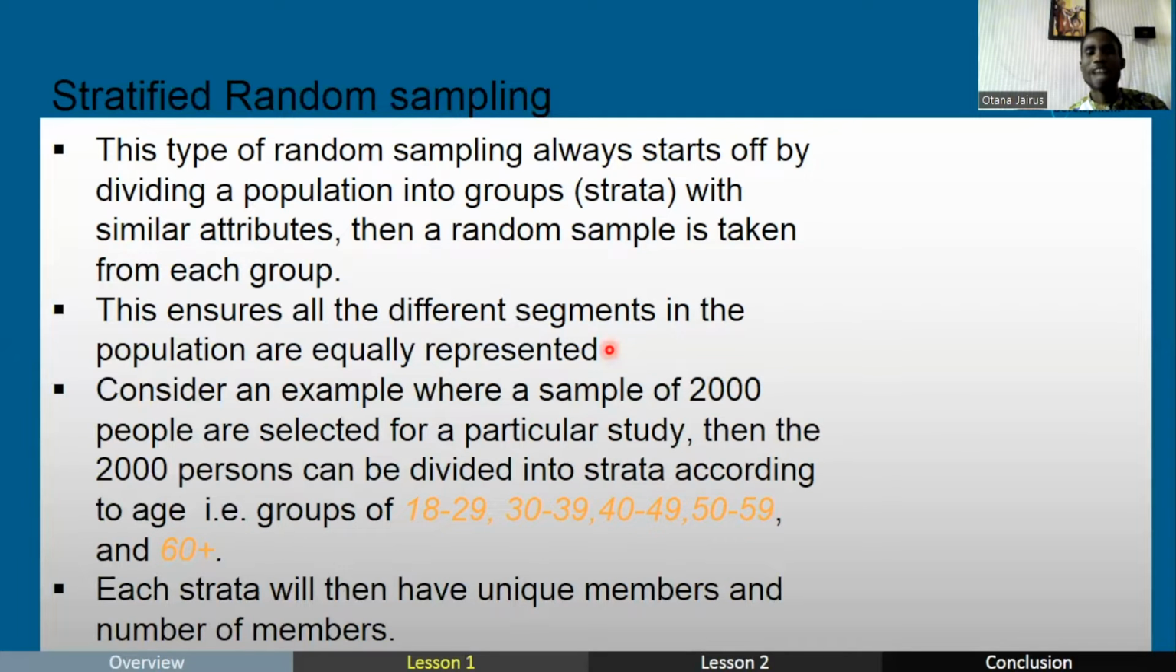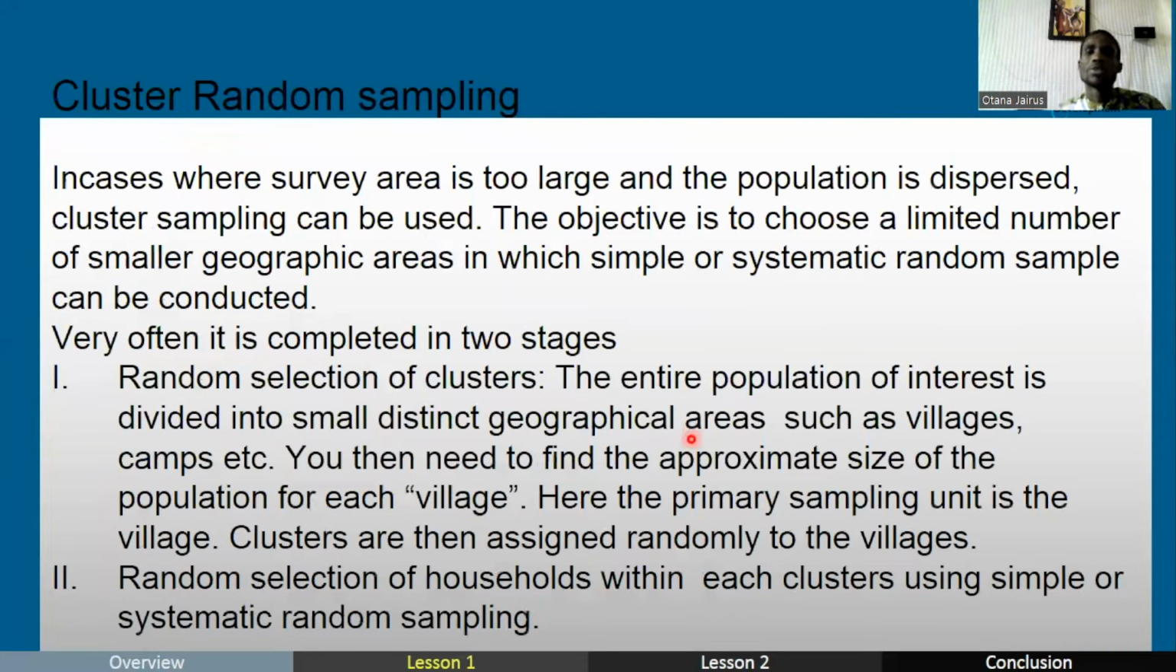So each stratum will then have unique members and a number of members. From 18 to 29, the qualities you're going to find there are unique from those of 30 to 39 and up to 60 and above. You'll find that the size from 18 to 29, when you compare them with 50 to 59 or 60 and above, are unique and they are also of different numbers. That's what we call stratified random sampling. Okay.